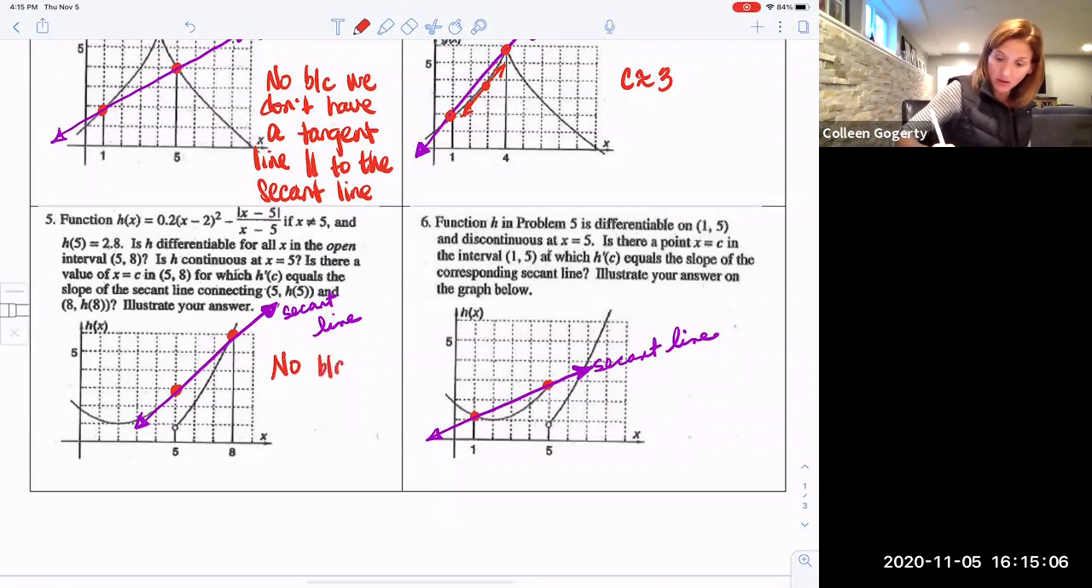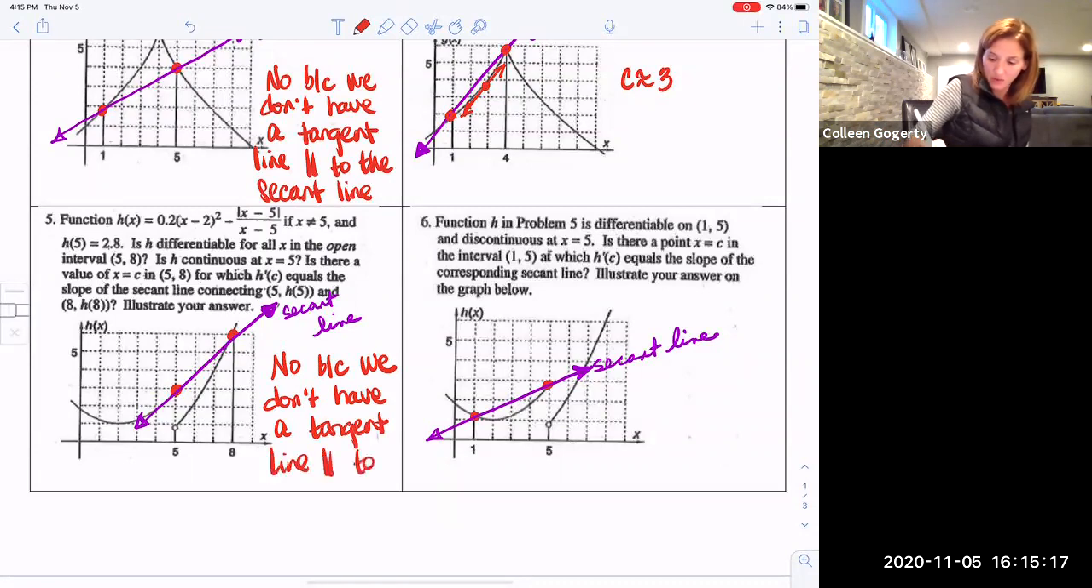Because we don't have a tangent line parallel to the secant line. Sorry, my parallel symbol is a little messed up there. We don't have a tangent line parallel to the secant line.